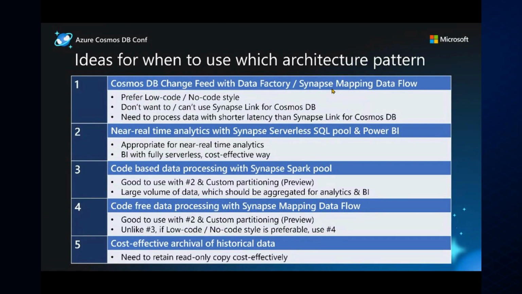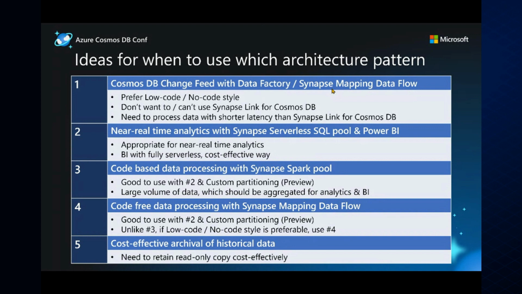As a summary, I will talk about ideas for when to use which architecture pattern. The first pattern, if you'd like to process change feed with low code, no code style, and or don't want to or cannot use Synapse Link for Cosmos DB. If you want to process data with shorter latency than Synapse Link for Cosmos DB. The second pattern, this is appropriate for near real-time analytics of Cosmos DB data. It's free serverless BI and cost-effective due to pay-as-you-go pricing based on data volume and query scan volume.